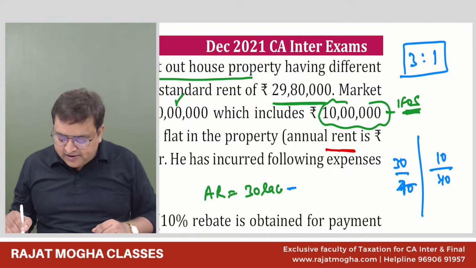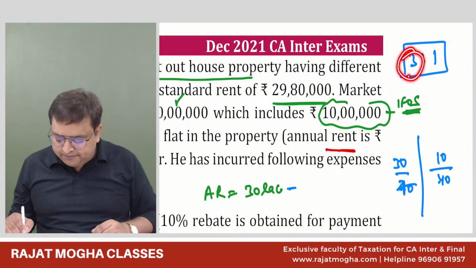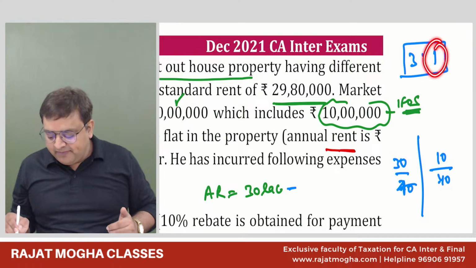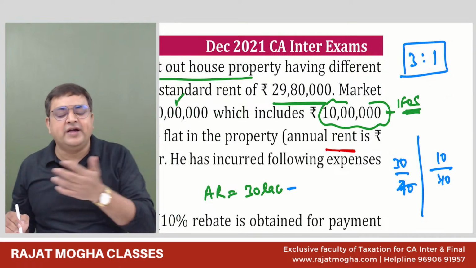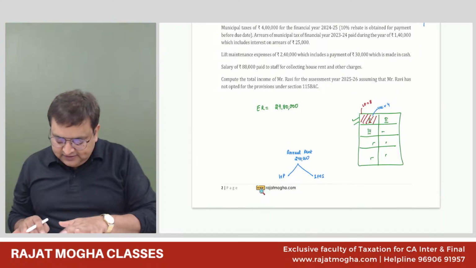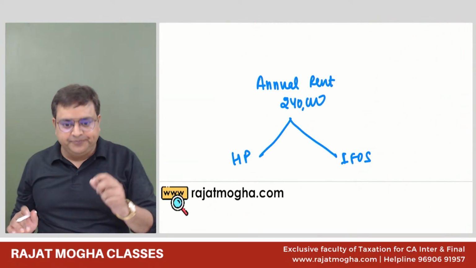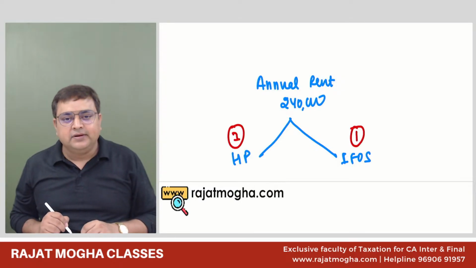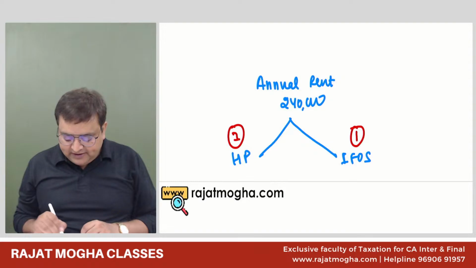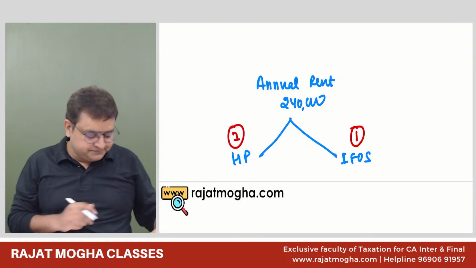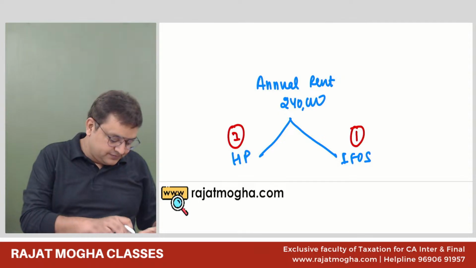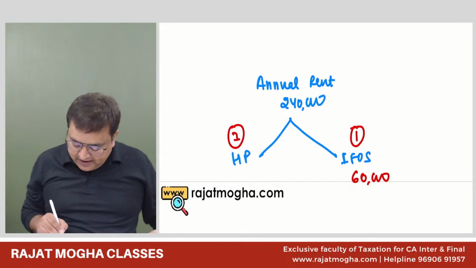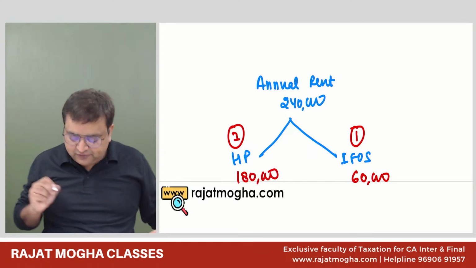So whatever is the annual rent, out of the annual rent, 3/4 portion belongs to house property. 1/4 portion, that is 25%, belongs to IFOS. So first of all, guys, this annual rent related to this flat should be divided in the ratio of 3:1. Very good adjustment. So 2,40,000, first of all, divided into 3:1. How much is it? 60,000 over here and 1,80,000 towards house property.